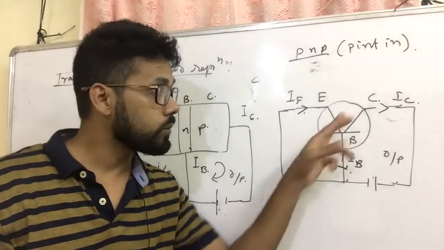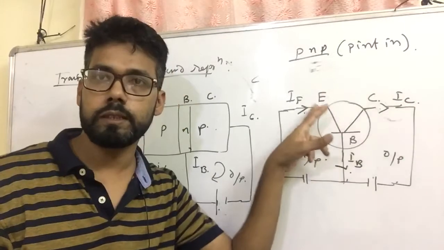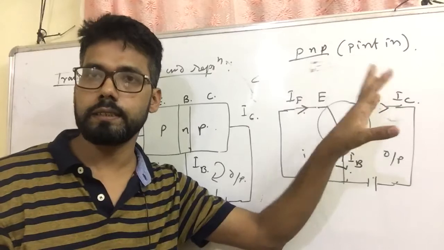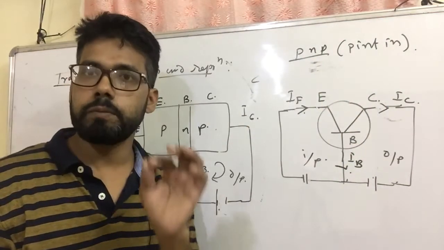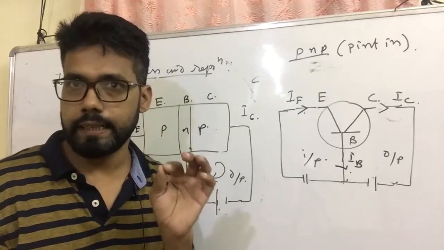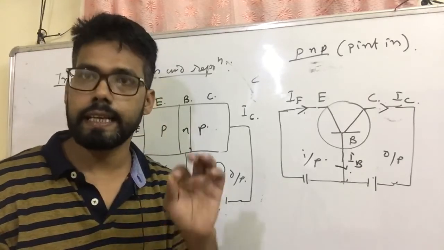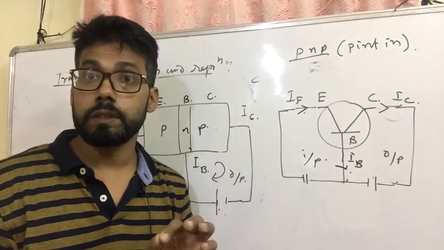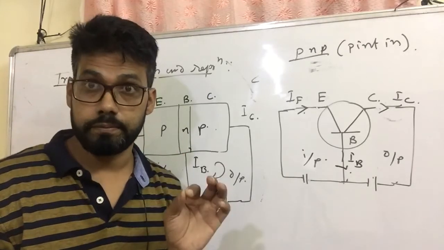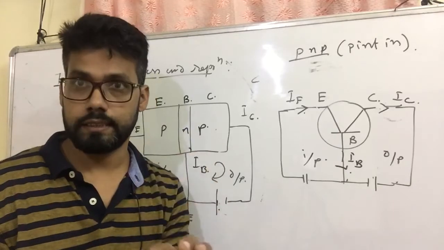I have already told you the suffix is capital, meaning conventionally a capital letter represents the DC analysis. Why DC analysis? If you want to apply a transistor or any electronic device in an AC application, before that, in order to establish proper operation of the transistor, you have to apply DC first.